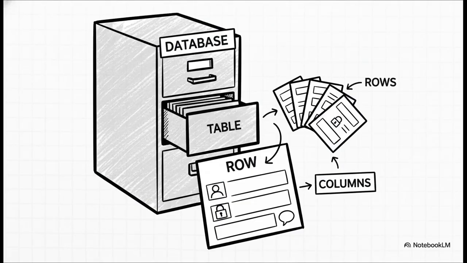And inside that big filing cabinet, the organization is actually pretty simple. A table is like one of the drawers, maybe labeled User Profiles. And inside that drawer, each row is like a single index card for one person. And each column is just a specific spot on that card, like username, password, or about me.